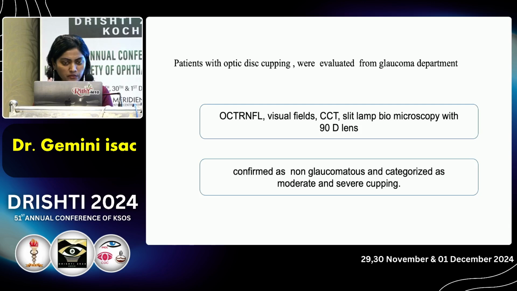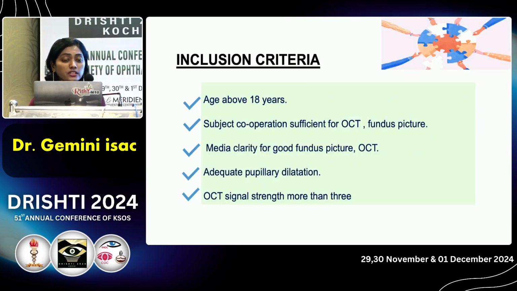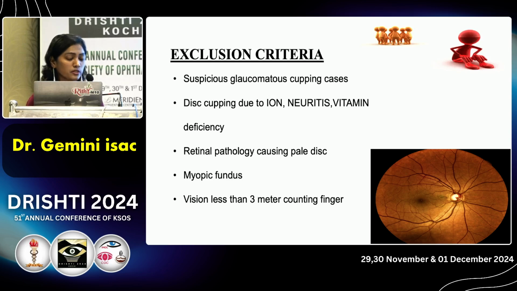All the selected patients underwent thorough evaluation from our glaucoma department with the help of OCT, CCT, visual fields, and slit lamp biomicroscopy to confirm that these cases are non-glaucomatous, and we proceeded with the study. We included patients above 18 years of age, with subject cooperation, media clarity, good fundus and OCT pictures, and OCT signal strength more than 3.